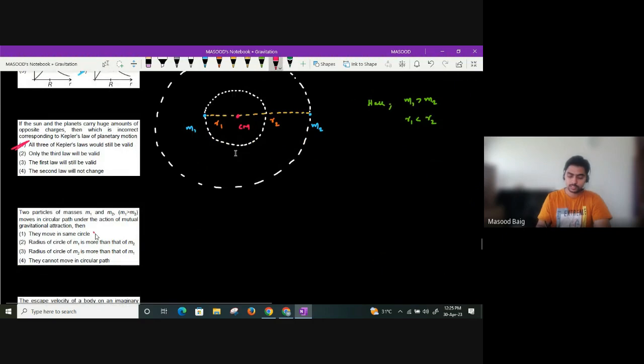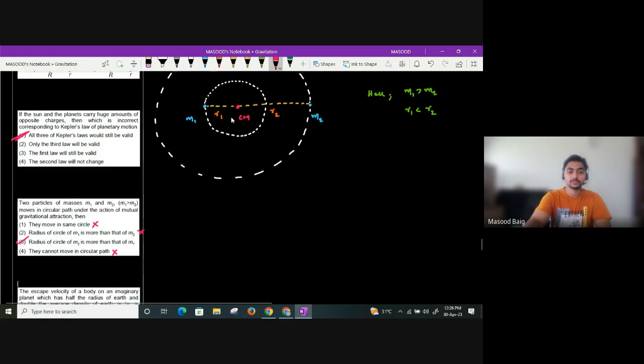They move in same circle? No. If they have same masses, they will move in same circle, guys. Radius of m1 is more than that of m2? No. Radius of circle m2 is more than that of m1? Yes. They cannot move in circular path is wrong. They can move in circular path, guys. But that circle will be centered at their center of mass. Clear, all of you? It's a very important question.